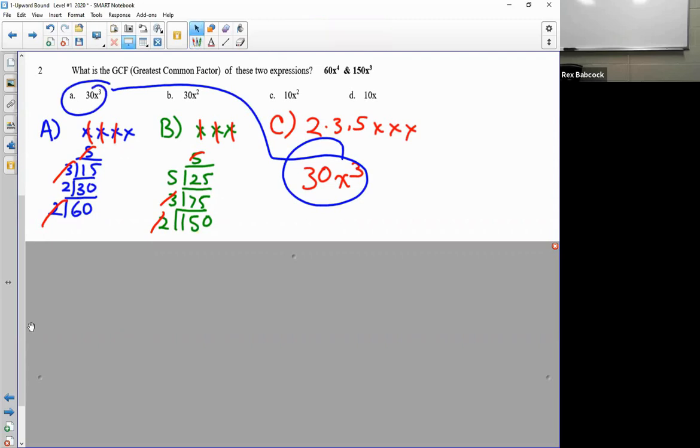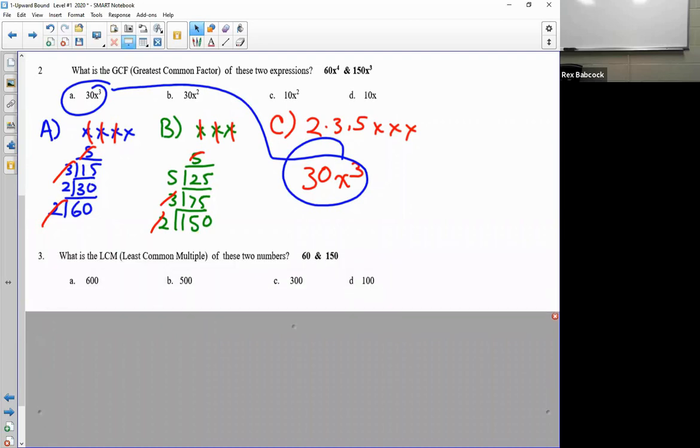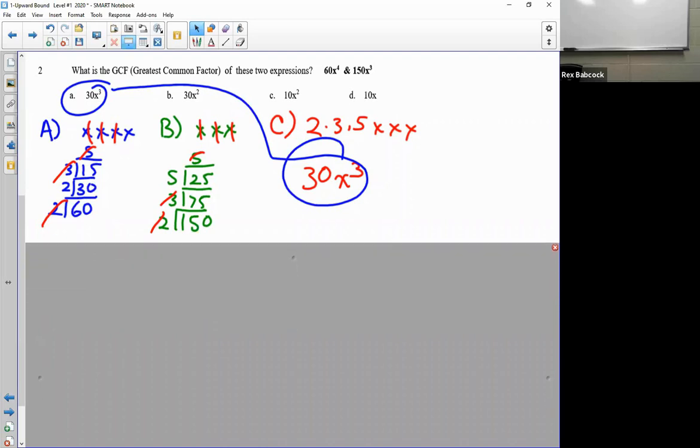So there it is, step by step, the greatest common factor. Questions there? You might have a question. Get the notes that you want on it before we start the next one. Everybody get the notes down if you want them.